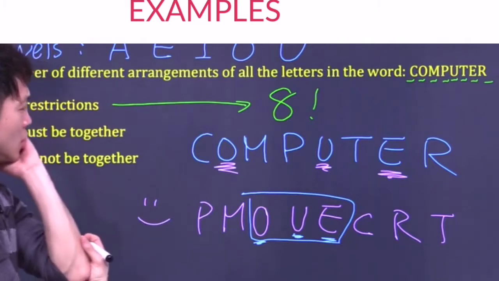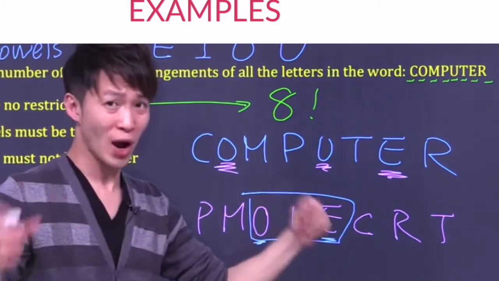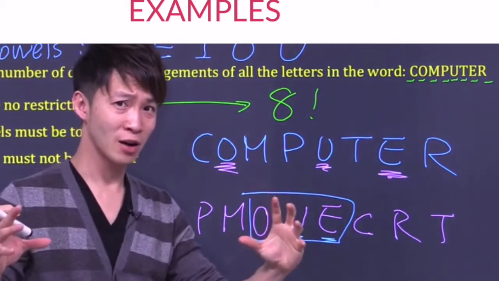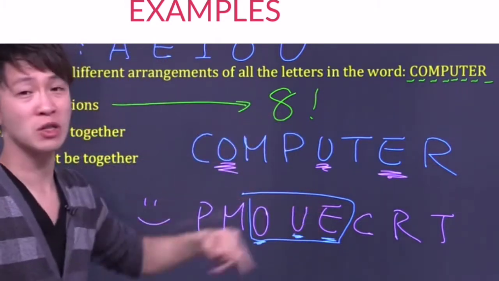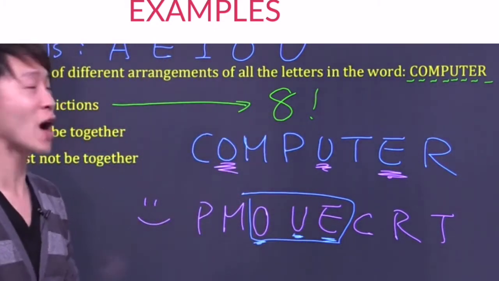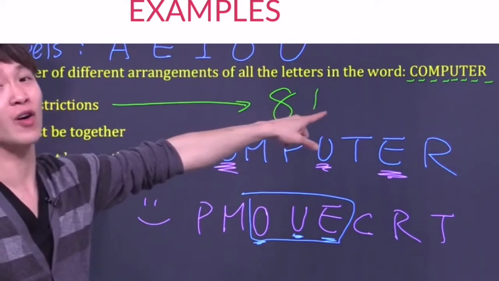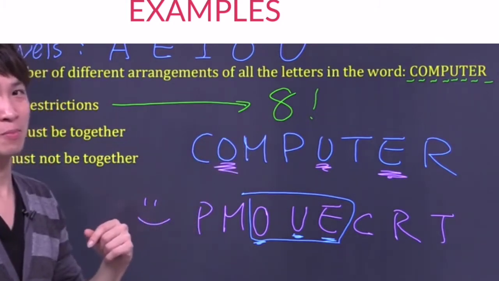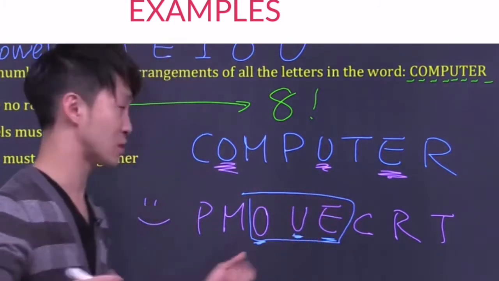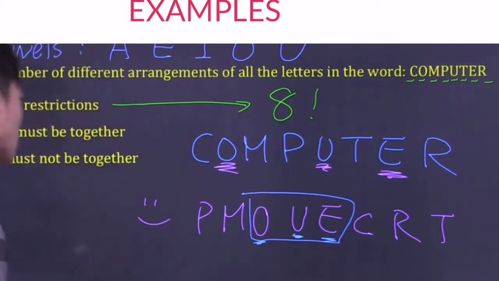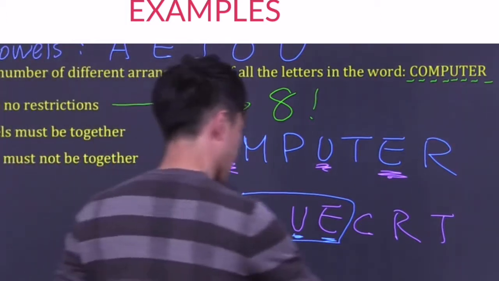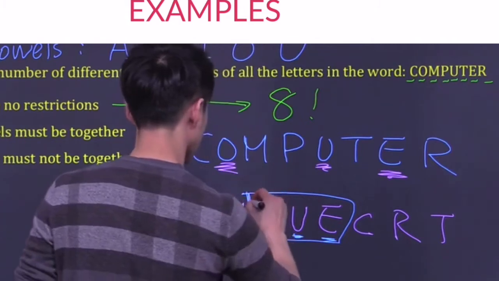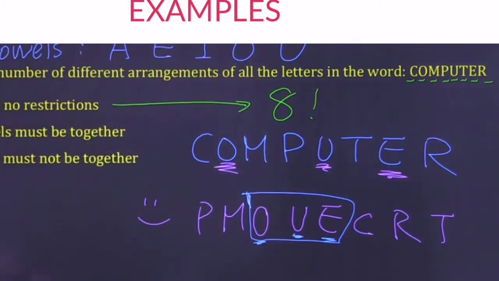So, in order for O, U, E to be right next to each other, together, how many arrangements are there? Should we expect to have more arrangements than 8 factorial or less than 8 factorial? Less, right? But what's the actual number of arrangements? Let me teach you a trick to do this kind of question. So what's the restriction here? The vowels must be together.